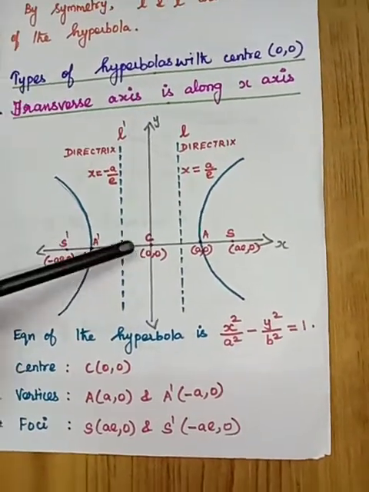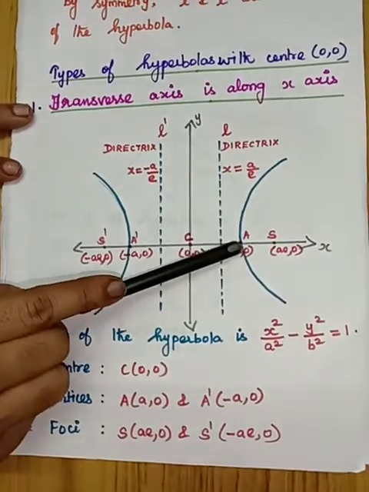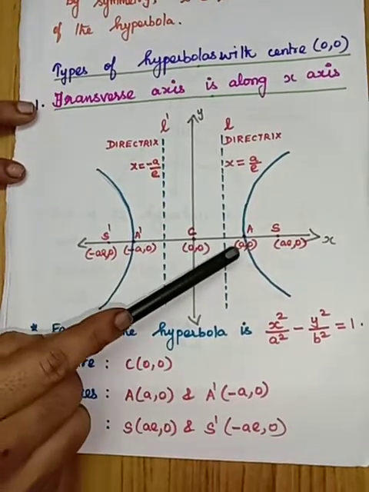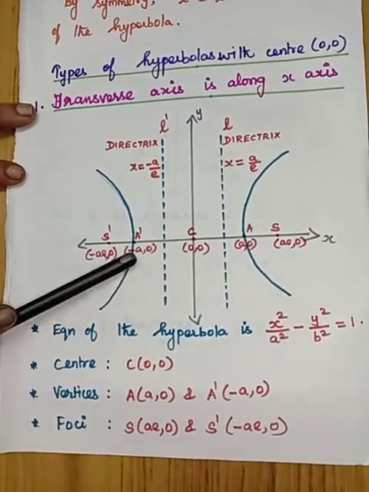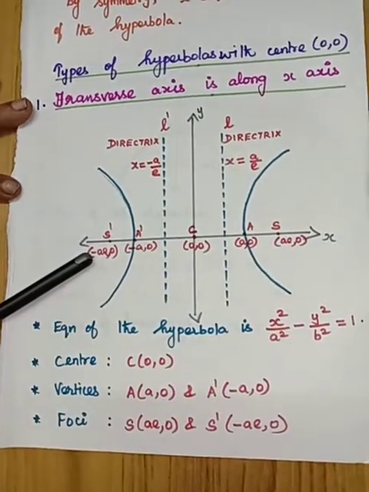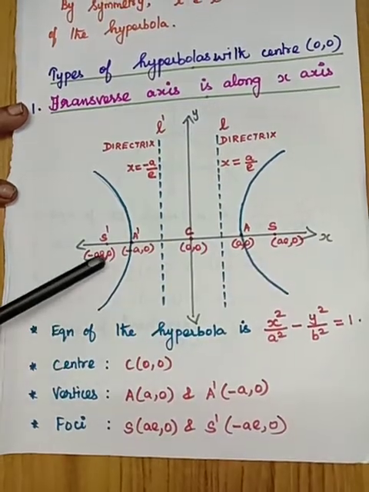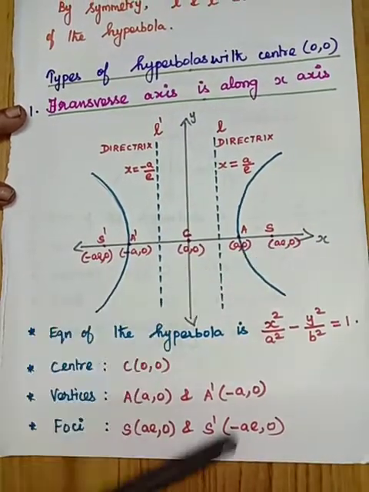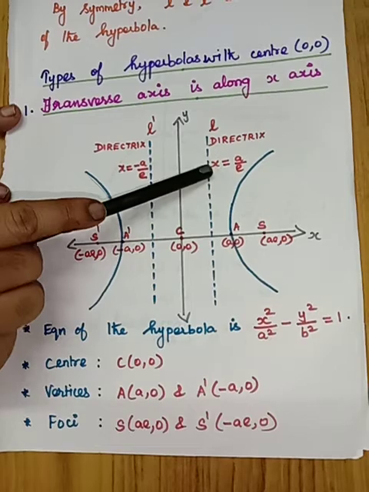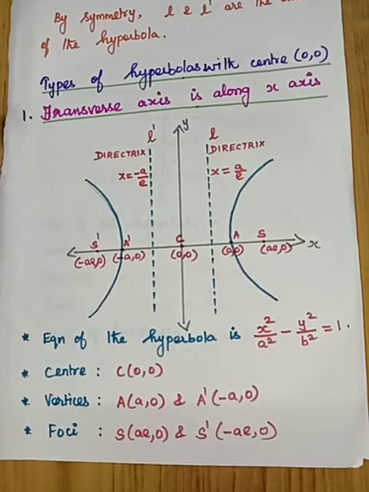Okay, so next, what is the center? The center is (0, 0). Next, A and A' are called what? They are the vertices of the hyperbola. So this will be (a, 0) and this is (minus a, 0). S and S' are called the foci of the hyperbola. So the point S is (ae, 0) or (minus ae, 0). This ae you can take as c also. These two are the directrices whose equations are x is equal to a by e, and x is equal to minus a by e.